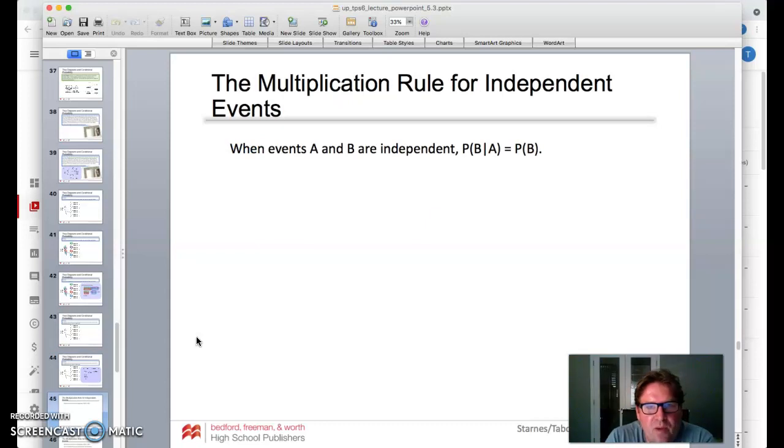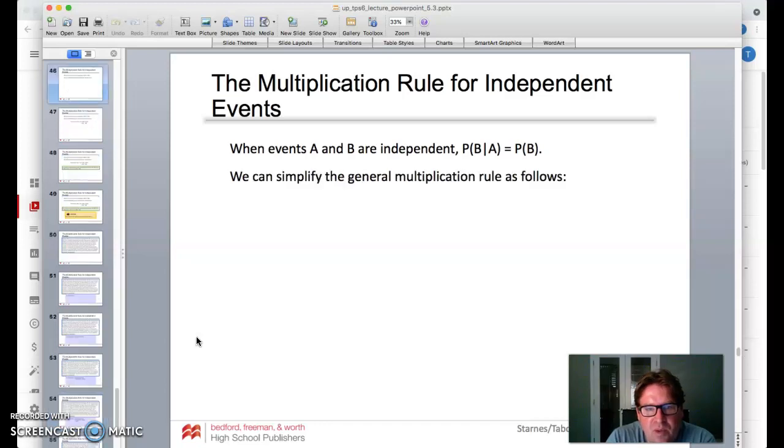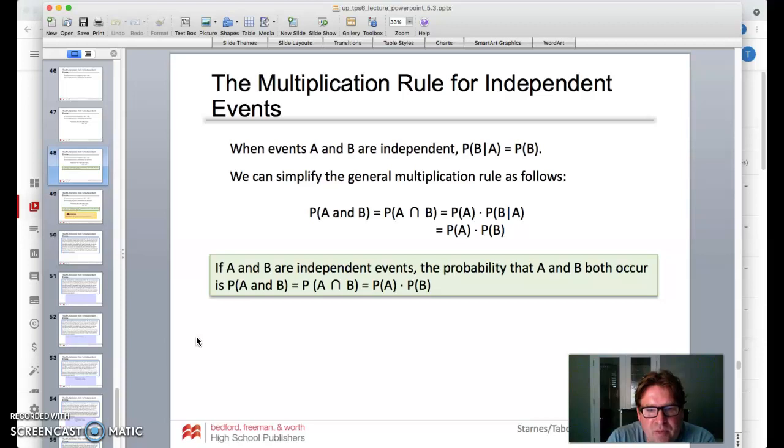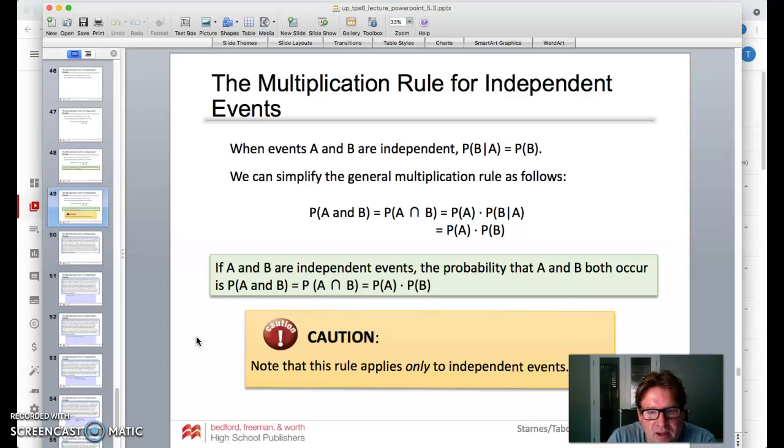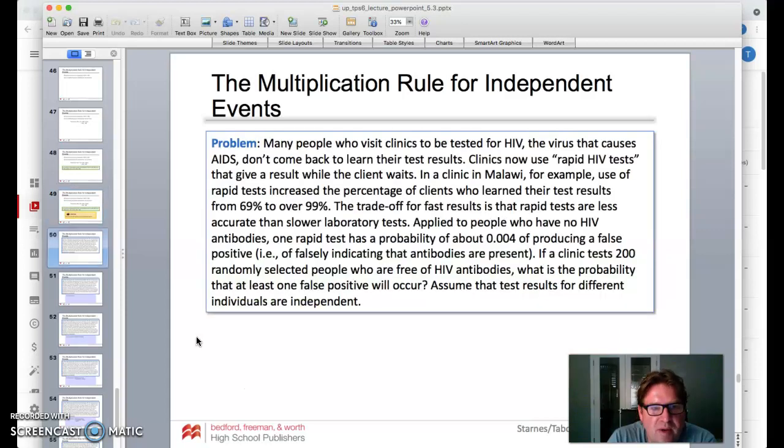Now, the multiplication rule for independent events basically is this. When events A and B are independent, the probability of B given A is the same as just the probability of B. We can simplify the multiplication rule pretty well: if they're independent events, finding the probability of A and B is simply taking the probability of A times the probability of B. So that's basically what it is. That's for independent events only. Again, it's only if they're independent.